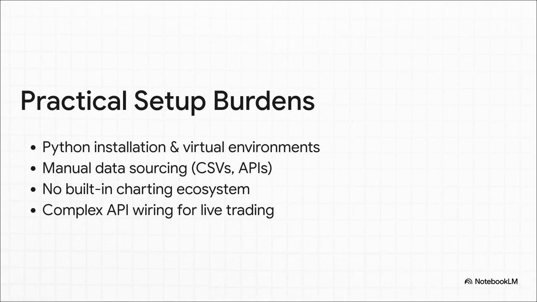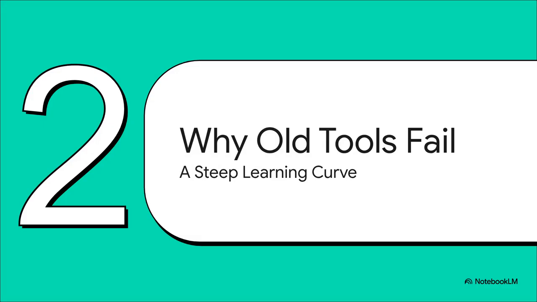Dealing with Python version conflicts, trying to hunt down and clean up CSV data, realizing there's no easy way to see your strategy on a chart. And don't even get me started on wiring it all up for live trading. These aren't just little annoyances, they are major roadblocks that are slowing you down. So, and this is the key, all those burdens create this incredibly steep learning curve. The whole point of algorithmic trading is to be efficient, to test your ideas, not to become a part-time IT guy just to get a simple backtest off the ground.